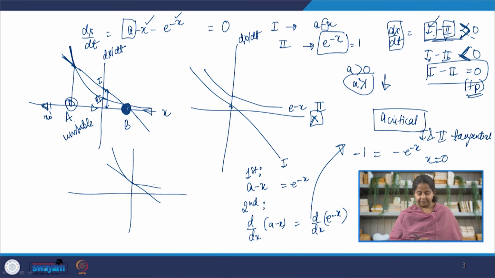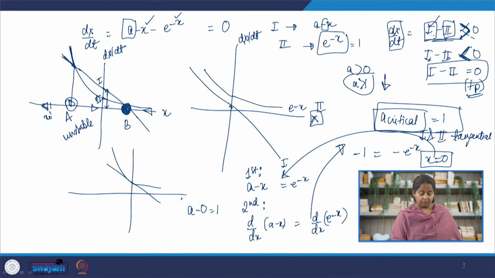Like so, right? Now what will be the value of a for them to be tangential? You need to put this value in the first condition. So you will get a minus 0 is equal to 1. So a critical is equal to 1. For this value of the parameter, x equal to 0 is where the two curves meet, where the fixed point will be.